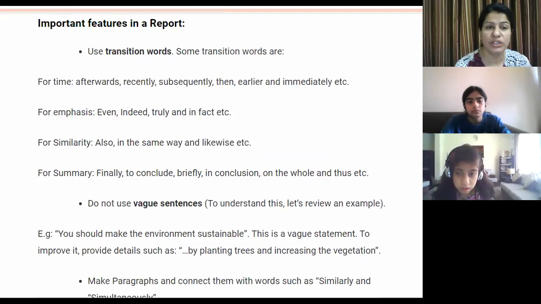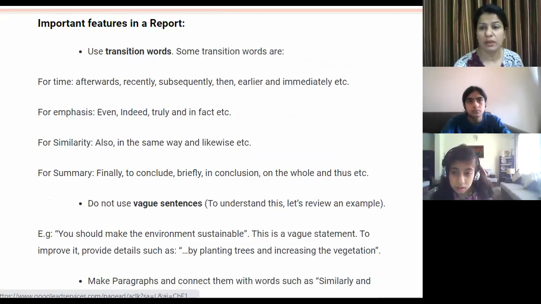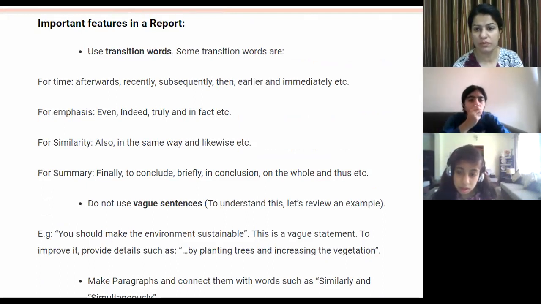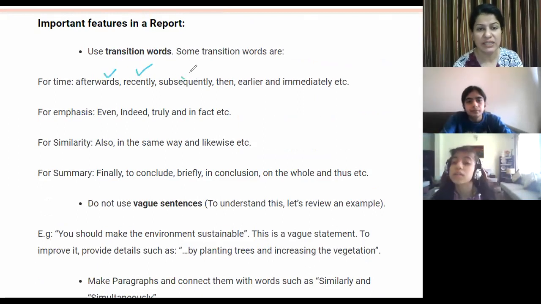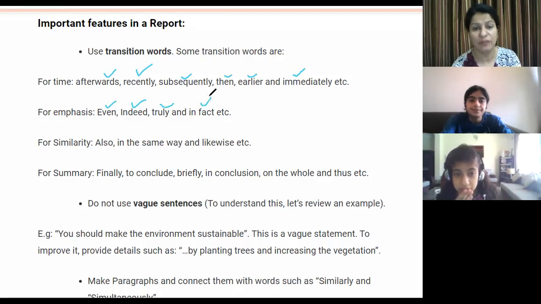Important features in a report. Use transition words. Some transition words are for time. You can use words such as afterwards, recently, subsequently, then, earlier, and immediately. To emphasize your point, you can say even, indeed, truly, and in fact.